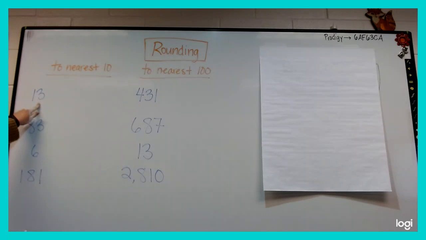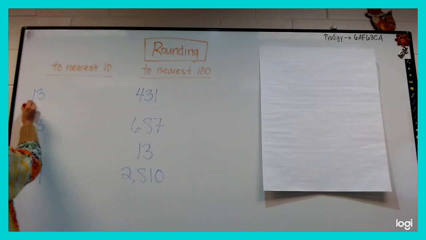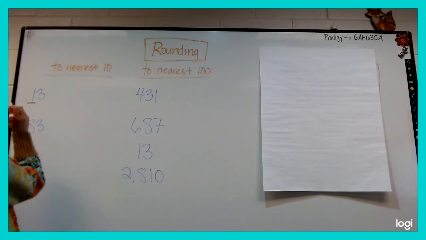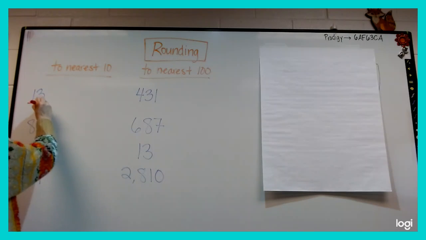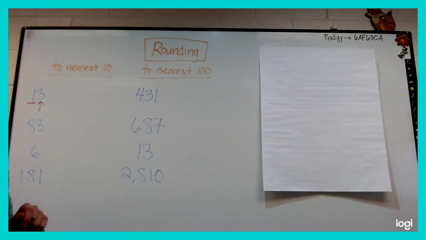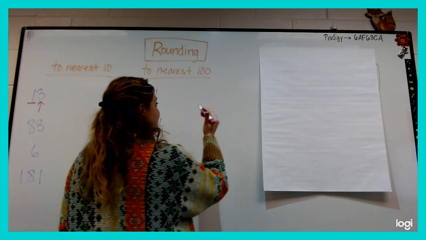So what we do, if you forget, if we're rounding to the nearest 10, I find the tens place, which in this case, the 3 is in the ones, and my 1 is in the tens. So I underline the place I'm rounding to. Okay, so that's in the tens place. Then I draw my arrow to check the number next to it. Remember the rules. Now I'm going to write them right here.